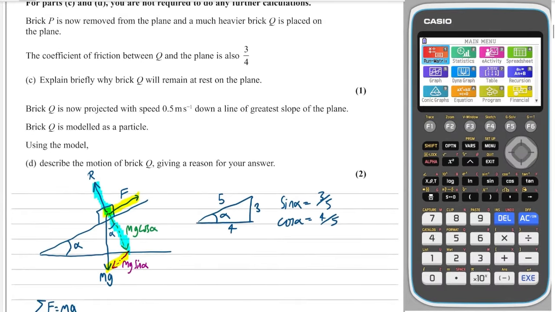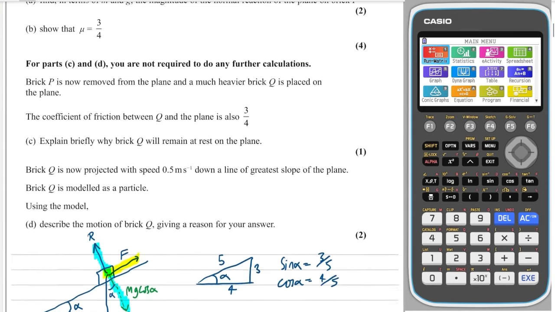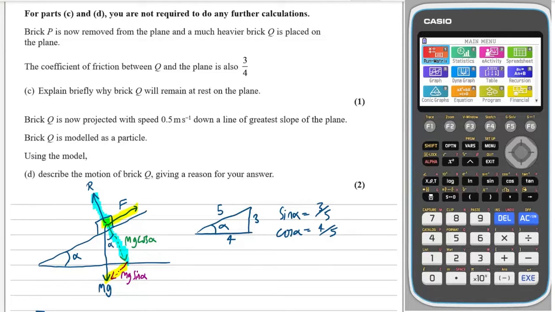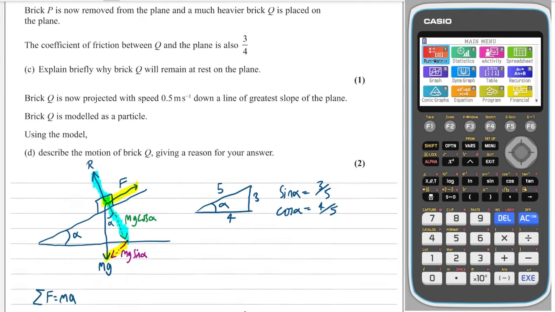It now says explain briefly. Oh, hold up, no, there's more. For parts C and D, you do not require any calculations, so it's just explaining. It says that the brick has been removed and replaced with a heavier brick, and the friction coefficient is the same. Explain why the brick will remain at rest.